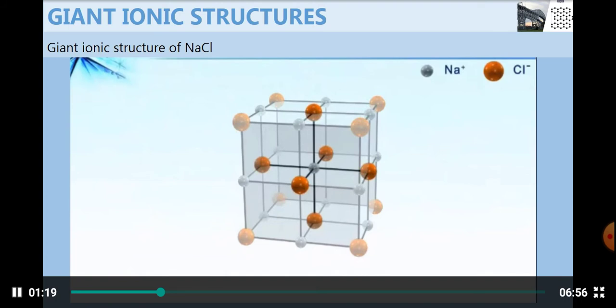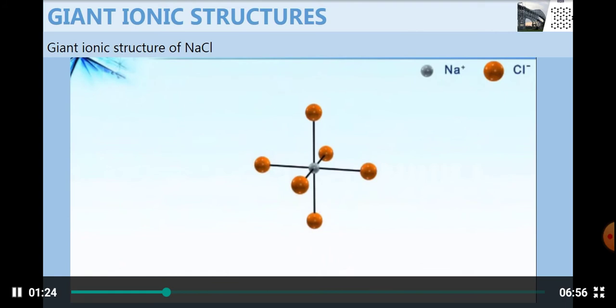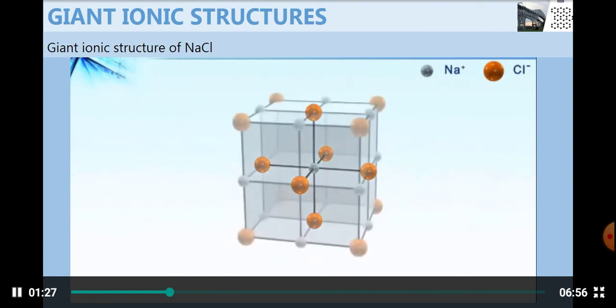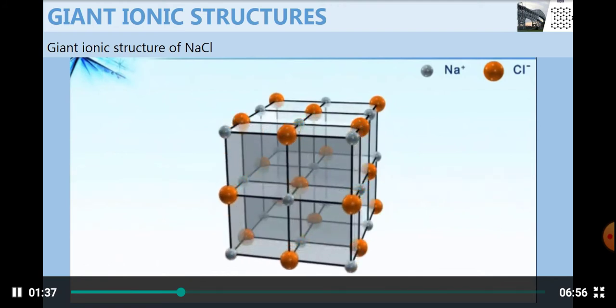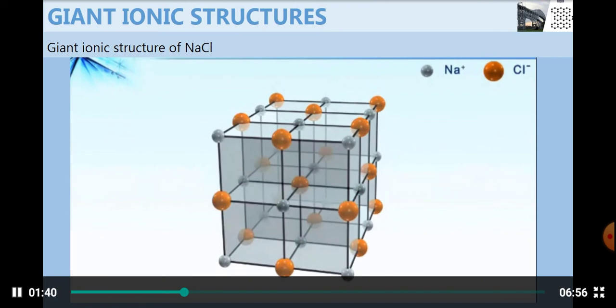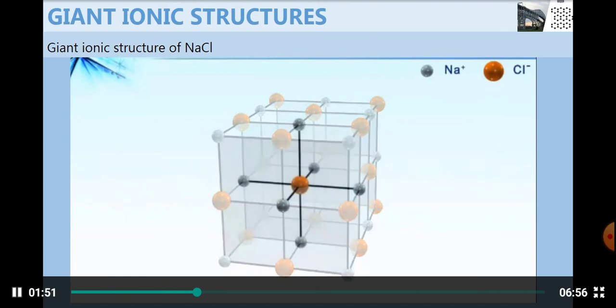I have just faded the others so that you can see it clearly. Now when we remove them completely, you can see the entire structure. Now let us focus on the chloride ion. For us to do this, we need to extend the cube or the structure. And then we focus on the chloride ion, which is represented by the red sphere at the center. You will also notice that it is surrounded by 6 sodium ions.